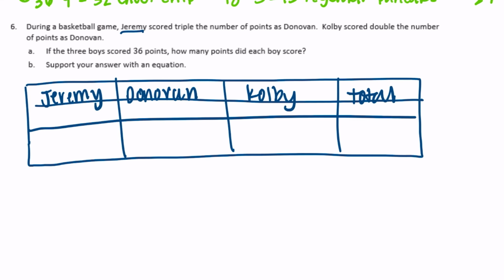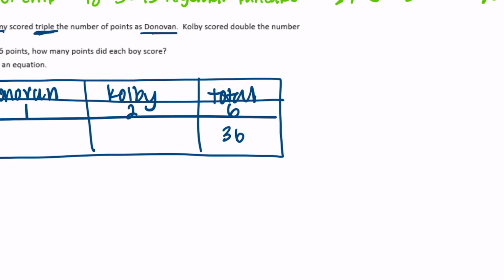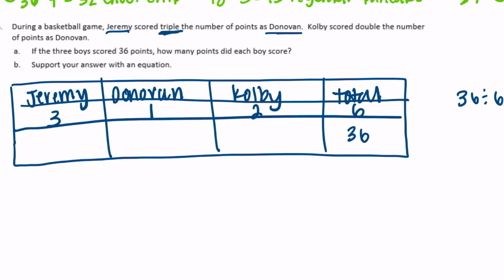Okay, Jeremy scored triple the number of points as Donovan. So for every 3 points Jeremy scored, Donovan scored 1. Colby scored double the number of points as Donovan. So double number 1 would be 2. So our total is going to be 3 plus 1 plus 2 is 6. And they scored 36 points together. So let's do 36 divided by 6 to find each part would be 6. So each part is 6.